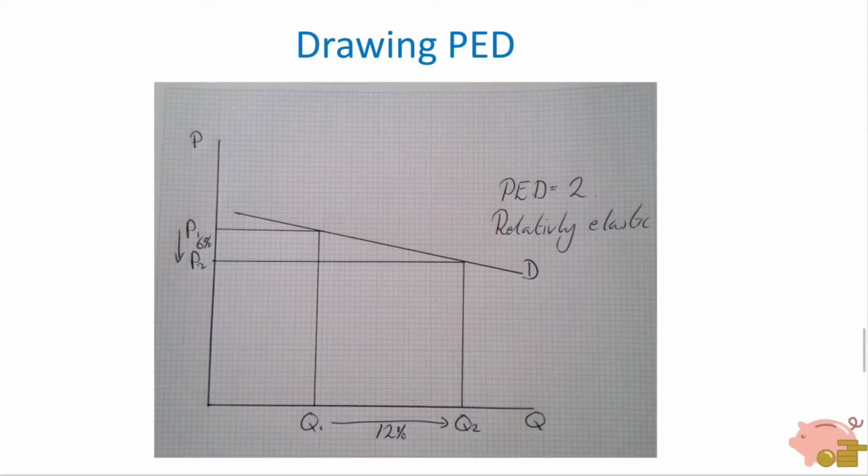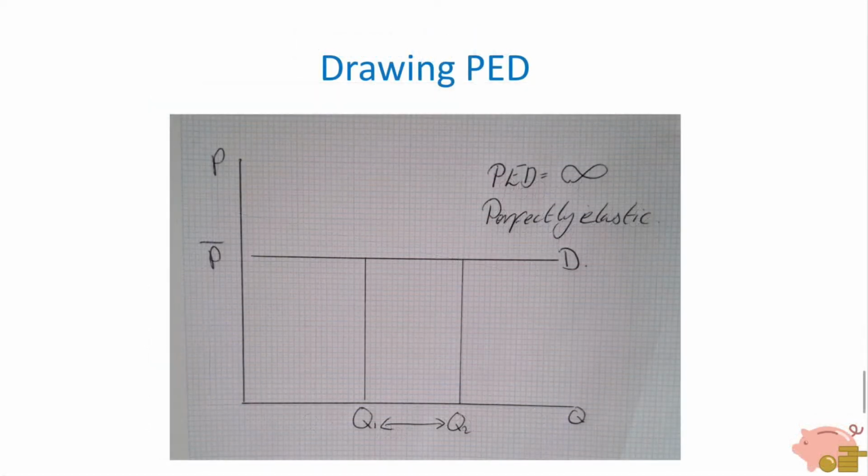Relatively elastic here, downward sloping, so we know it's a demand curve, plus it's labelled as a demand curve, and it's quite a shallow slope. So a small change in price has led to a relatively large change in the quantity demanded, so that's relatively elastic. Here we have a perfectly elastic demand curve.